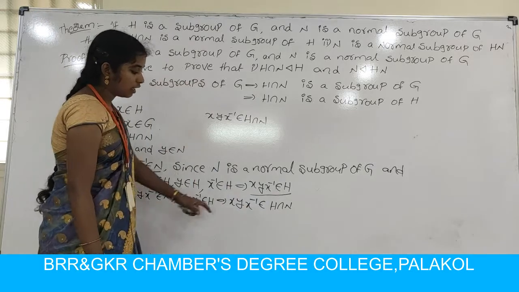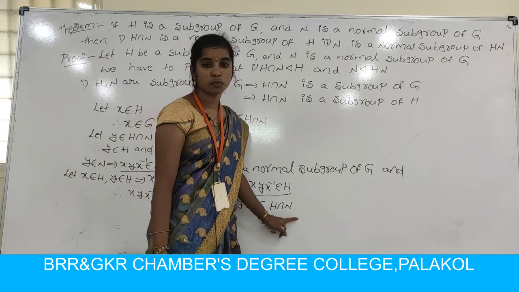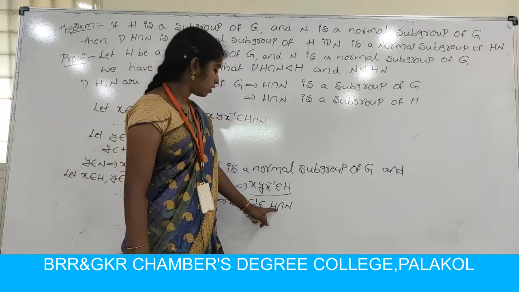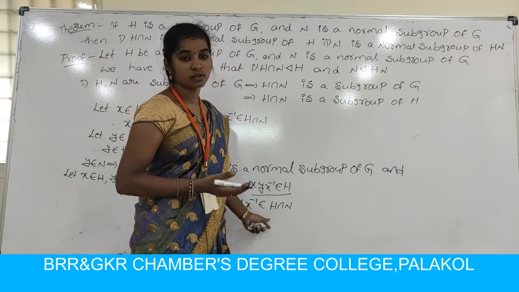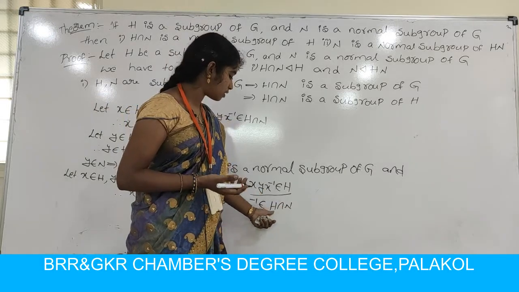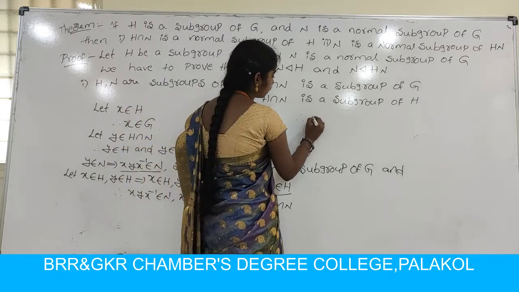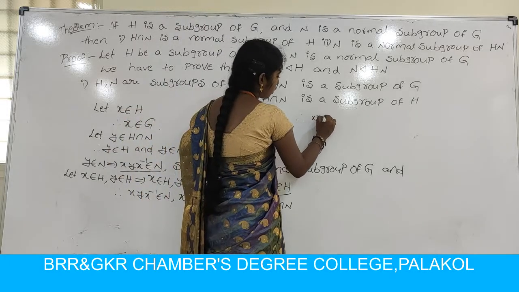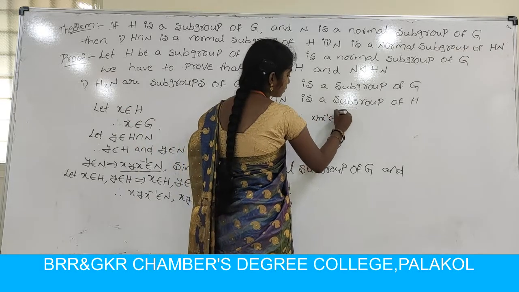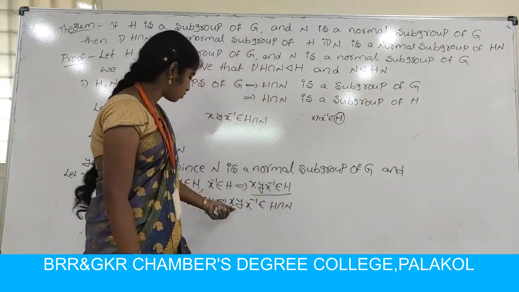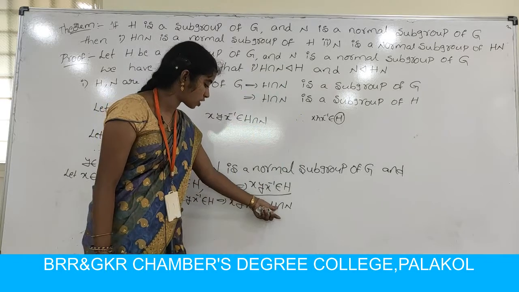So that means H intersection N is a normal subgroup of Z. So that means H is a subset of Z. So therefore H intersection N is a normal subgroup of H. The normal subgroup definition you already know: XH X inverse belongs to H. H is a normal subgroup of H. So XY X inverse belongs to H intersection N.